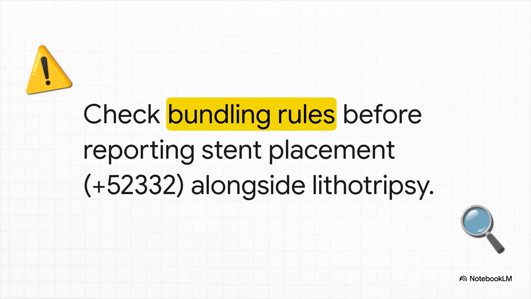Beyond just tumor size, you really have to watch out for bundling edits with urinary interventions, especially the ureteral stent. And this brilliantly illustrates why checking your NCCI edits is an absolute must. If you're trying to report the add-on code 52332 for a stent placement alongside a lithotripsy or ureteroscopy, stop and check. Stents are very frequently bundled depending on the primary procedure, so always verify before reporting them together.